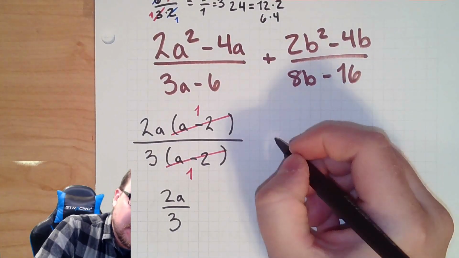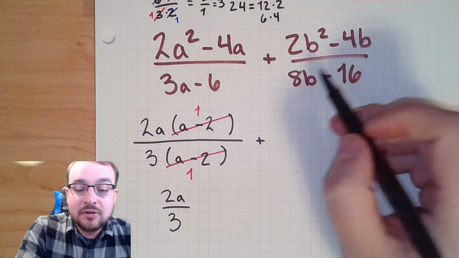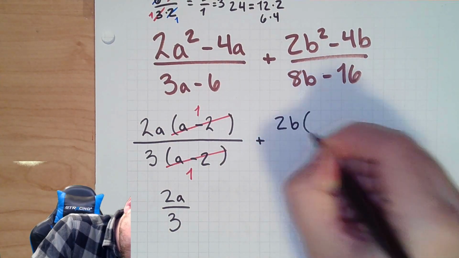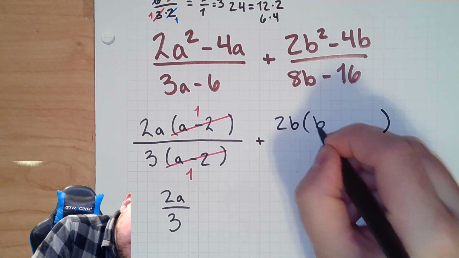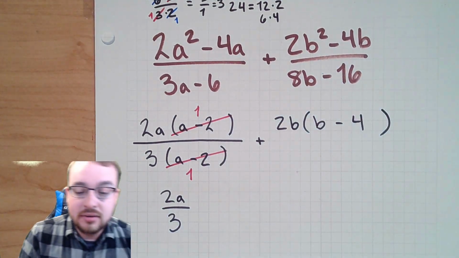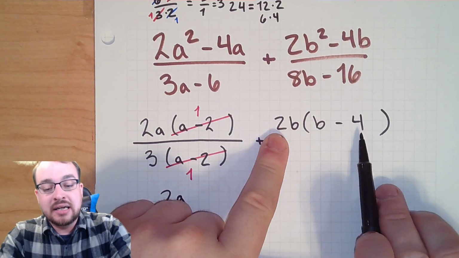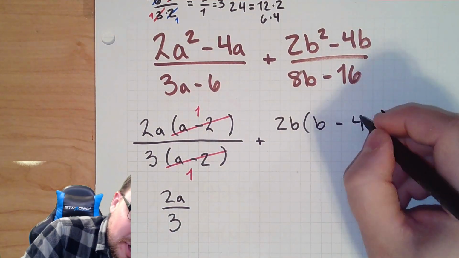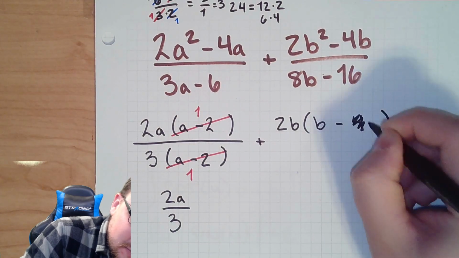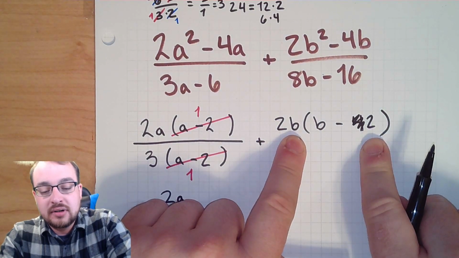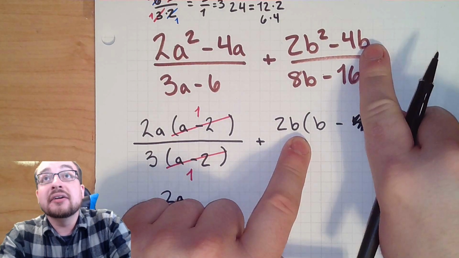Over here with this term, I notice that I can take out a common factor of 2b from both of these, and I'll be left with b minus 4. Again, if I distribute that back, I would get 2b squared and negative, whoops. See, this is why you gotta check. This needs to be a 2. 2 times 2 will get me 4. So I'm gonna get negative 4b here.